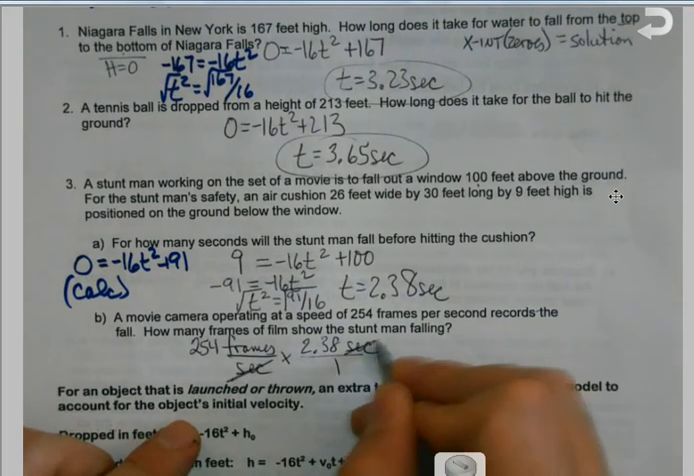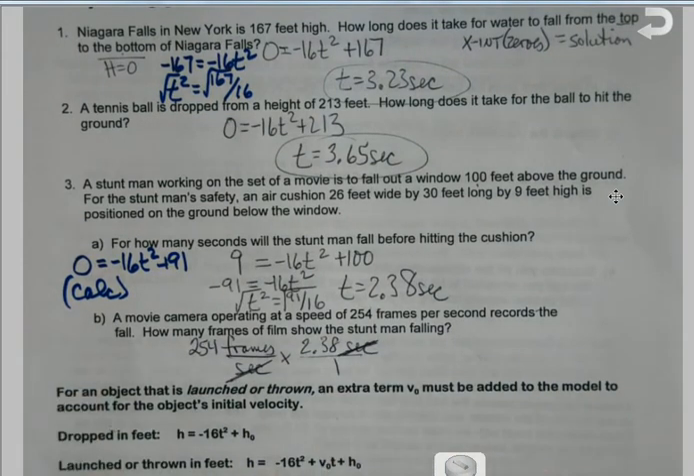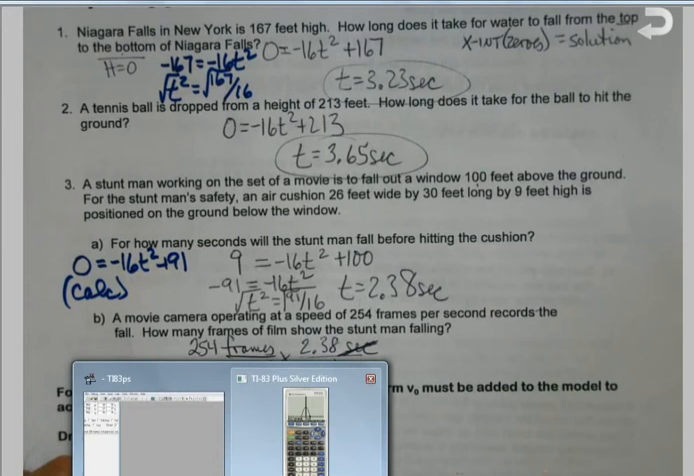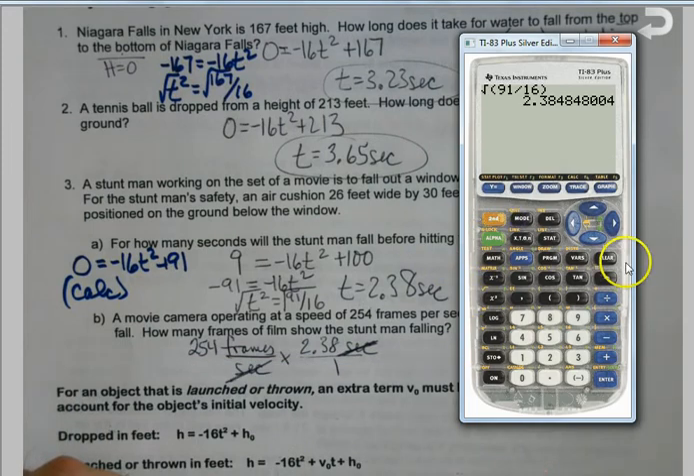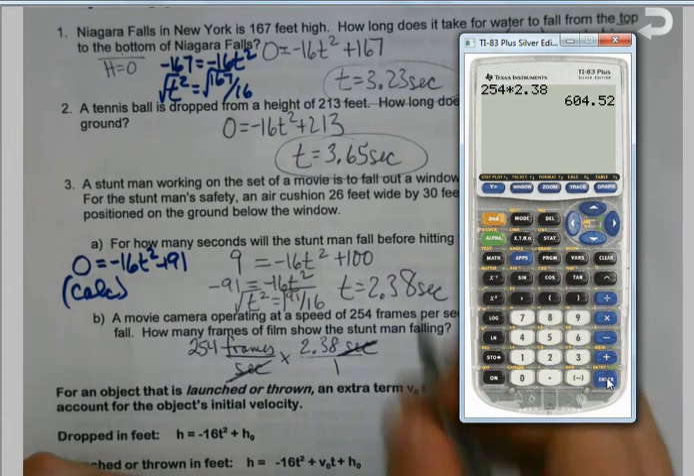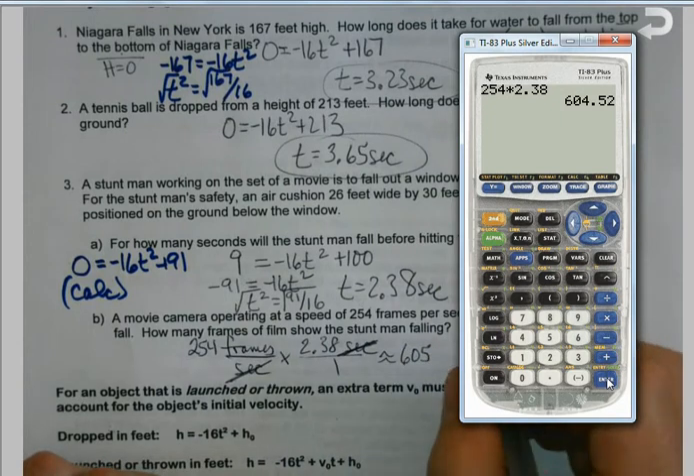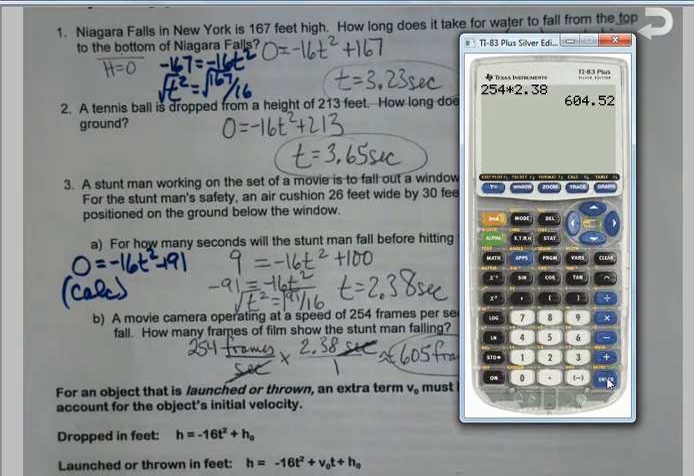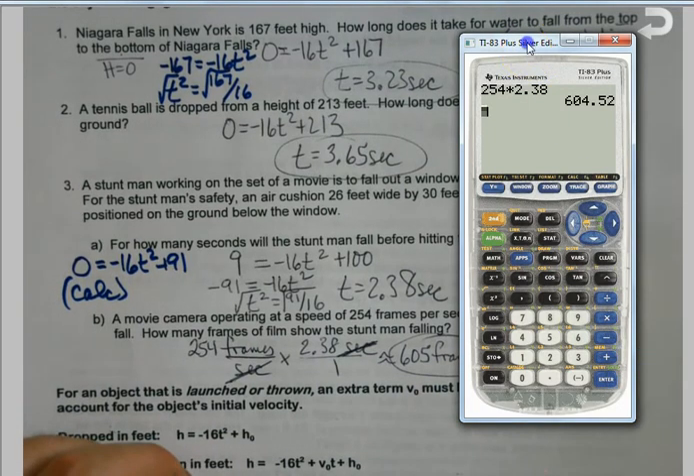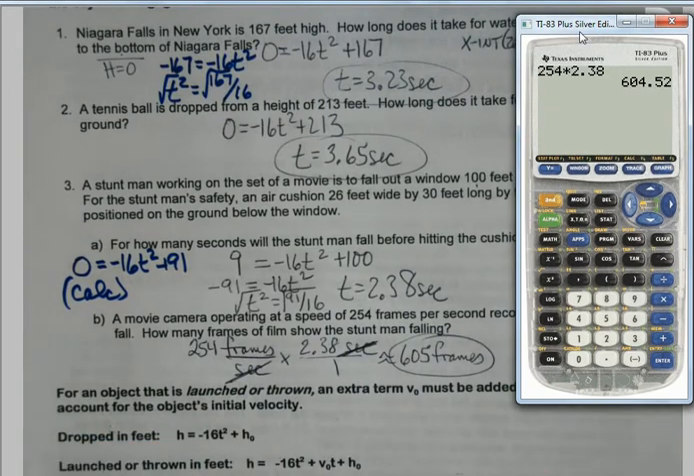Oh, shoot. The seconds cancel, telling us how many frames it's going to be, and then we just multiply them together. So not everything's going to be some real complex form. So it looks like it's about 605 if we were to round up. We can't have half a frame. So it lets us take it a step further once we get that initial information.